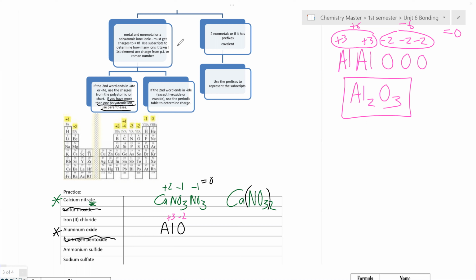Okay. All right, let's do these 2. We'll do this one and then we'll do this one. All right.